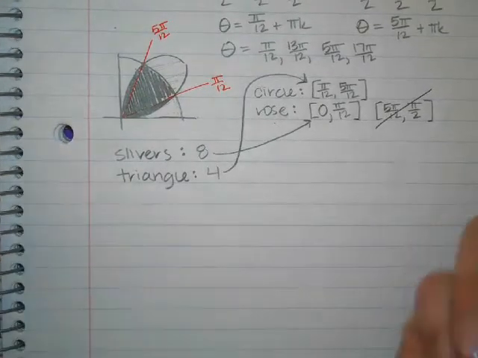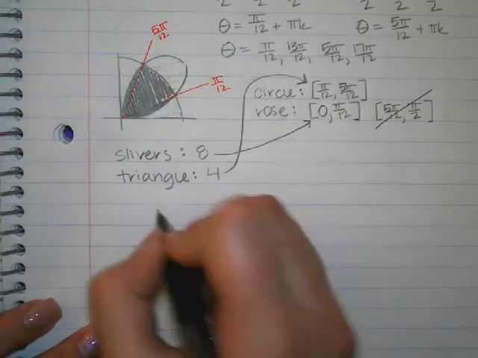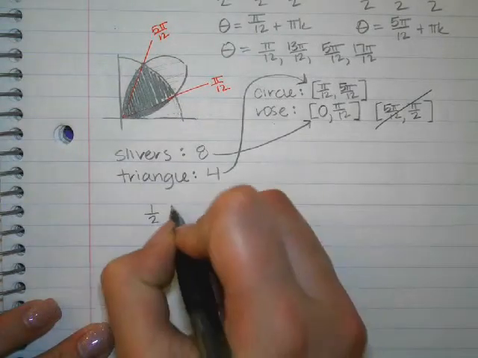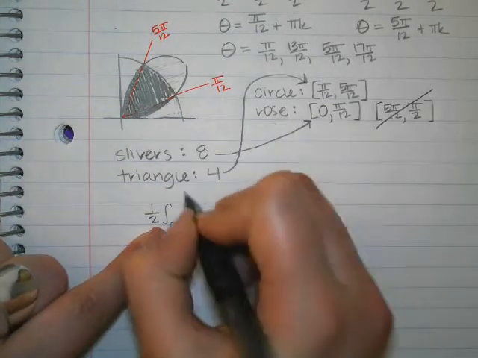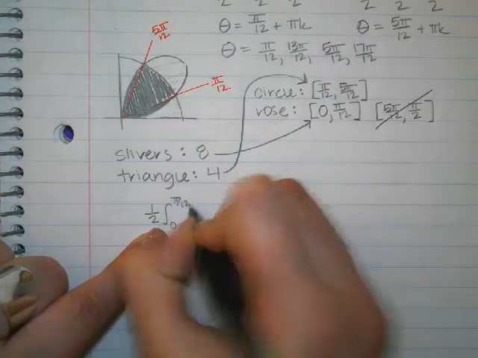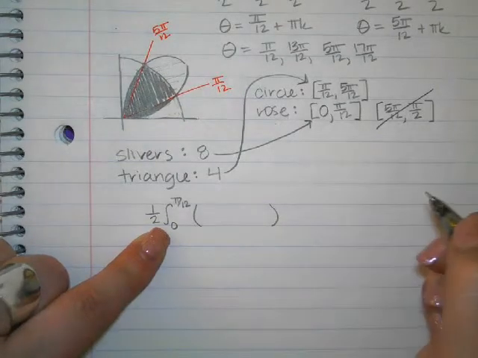Okay. So let's go ahead and start using our formula, right? So we have 1/2. I'm doing my area formula. So for my slivers, I have from 0 to pi twelfths. And then what else should I be writing?